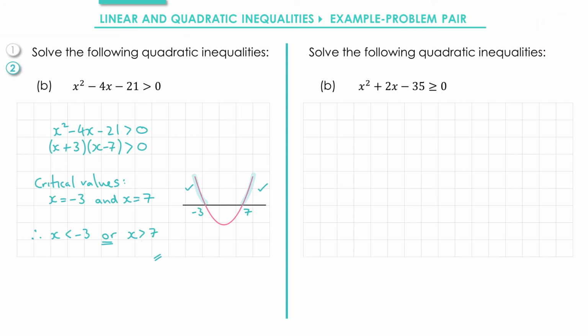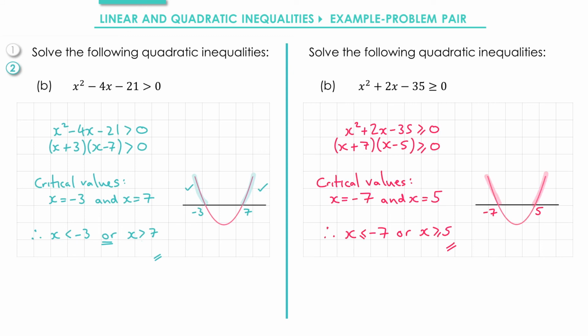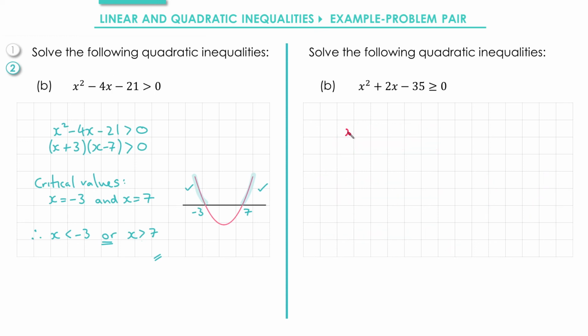Welcome back, here's my solution. Well done if you got it correct. If you didn't, I'll go through how I got my solution now. So we have x squared plus 2x minus 35 is bigger than or equal to 0. Once again, this factorises. We get x plus 7 and x minus 5.